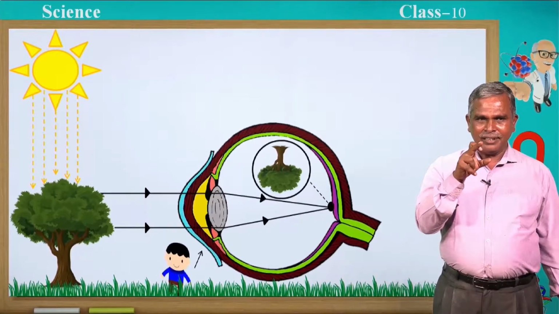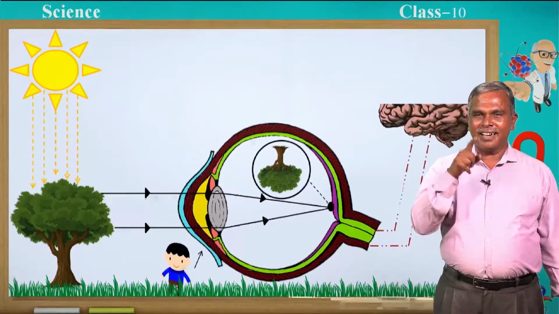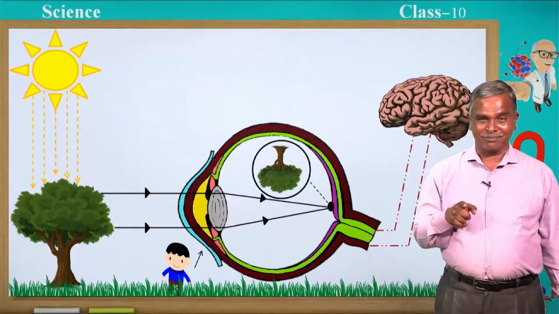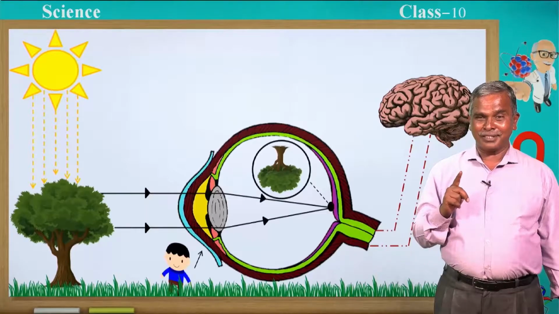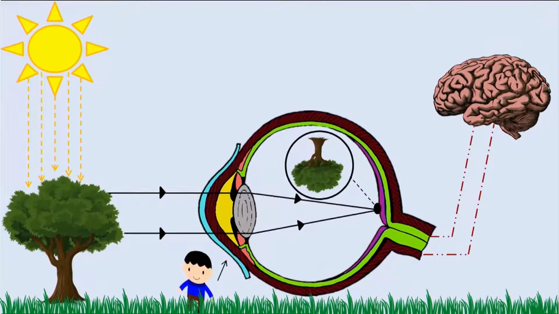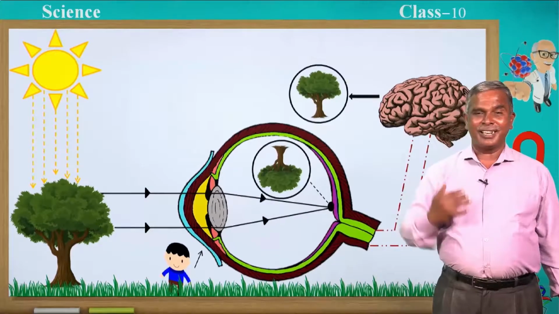This inverted image is converted into electric signals. These electric signals are passed through the optic nerve to the brain, which is the master. Now, let us see what that master is going to decide. Even the brain will invert this image. Already it is inverted. Once again, if it becomes inverted, luckily we get a correct image. Let us say thanks to the brain for converting the inverted image into the correct image.